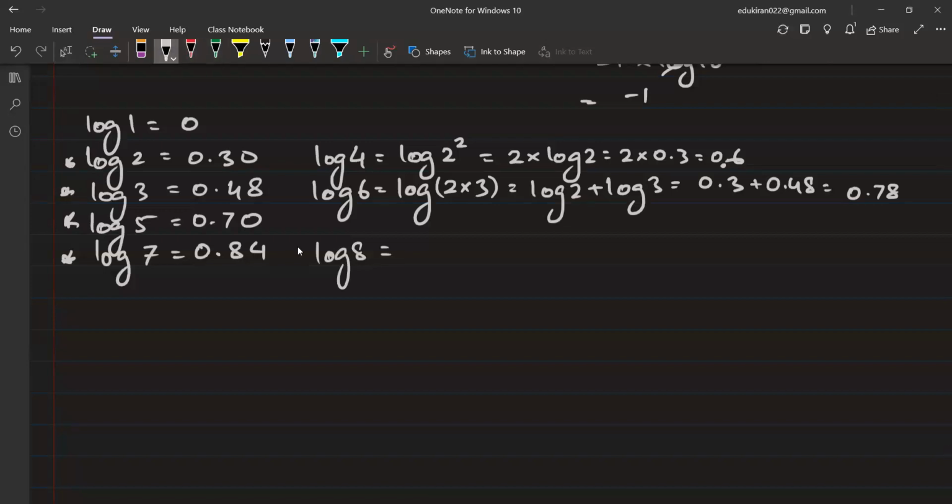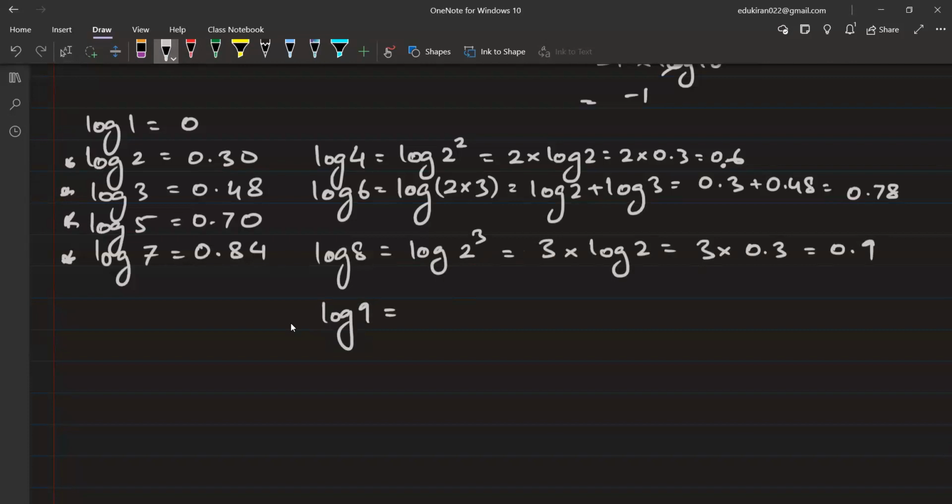See, what can we write log 8 as? Log of 2 into 2 into 2, so what happened, it became 2 cubed. So I can write this as 3 into log 2, which will be equal to 3 into 0.3, which will be equal to 0.9. Tell me the value of log 9. What is the value of log 9?